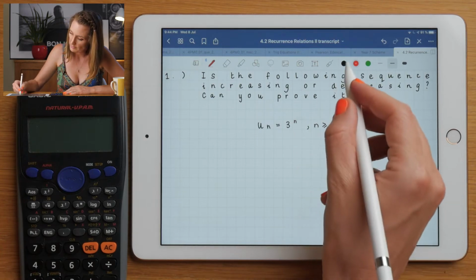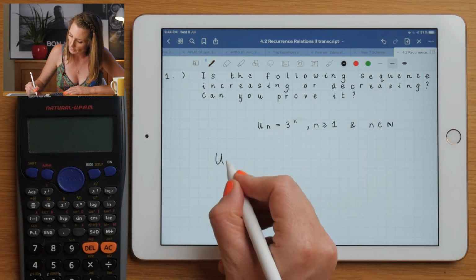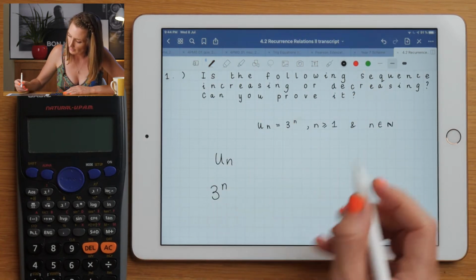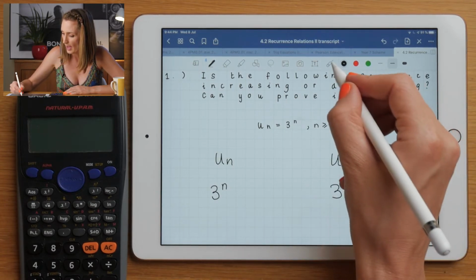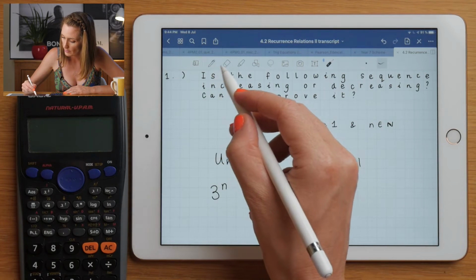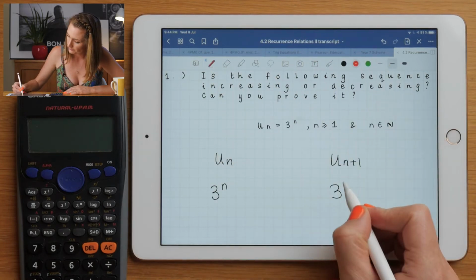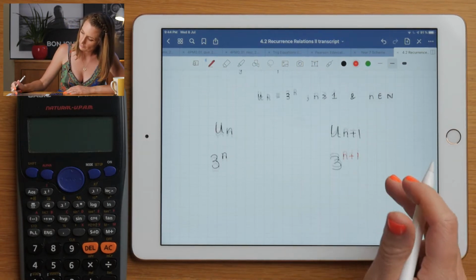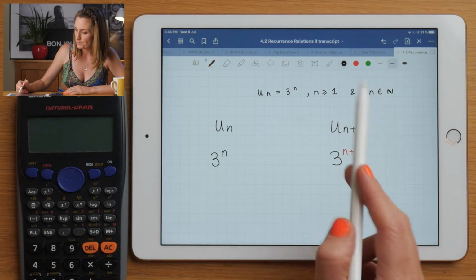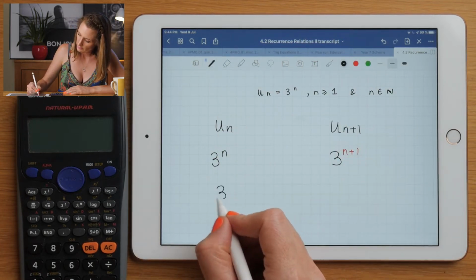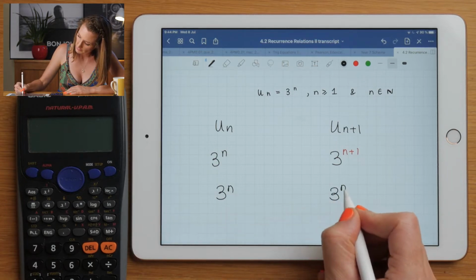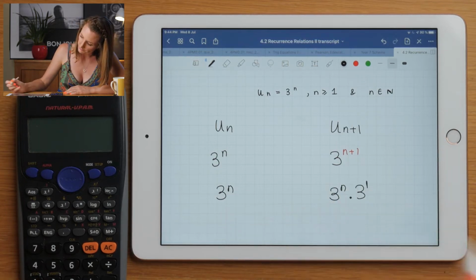So in this case, I'm going to write un, we know it's 3 to the n. And then un plus 1 will be 3 to the power, and instead of n, I'm going to replace all the n's with n plus 1. Okay, so I'm going to split this power up into 3 to the n and 3 to the 1.